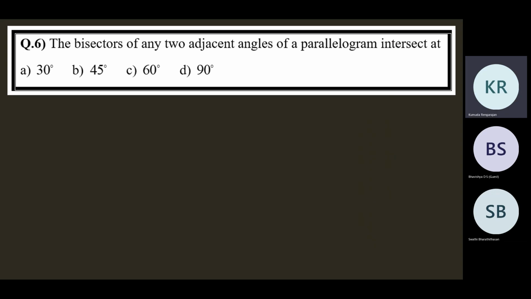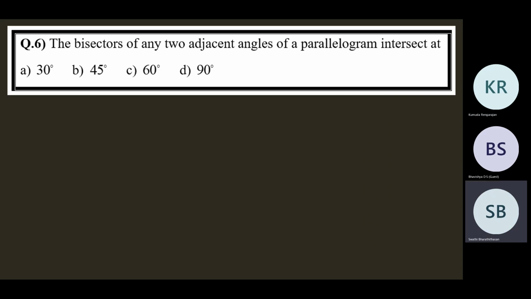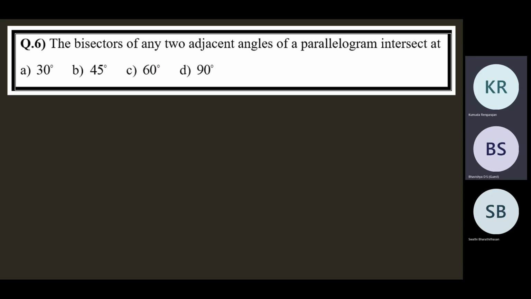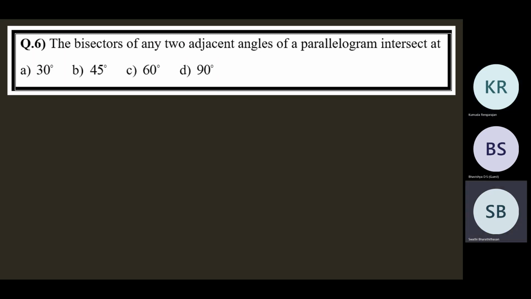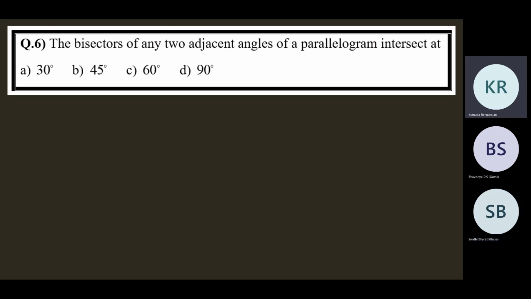The bisectors of any two adjacent angles of a parallelogram intersect at 90 degrees, ma'am. Bhavishya said that or Swati? Bhavishya. Very good. Okay, what is Swati's answer? Ma'am, it's D, 90 degrees. 90 degrees. Okay. Yeah, Bhavishya, explain why.